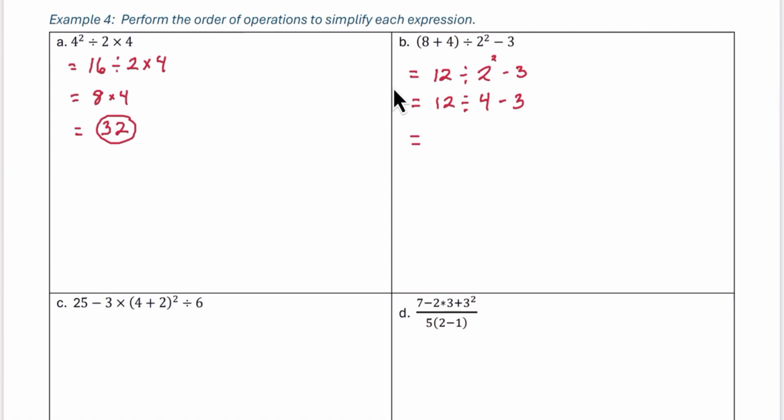The next step is to multiply or divide left to right. We do have some division here. 12 divided by 4 is 3. Now we have 3 minus 3. Last step, 3 minus 3 is 0.